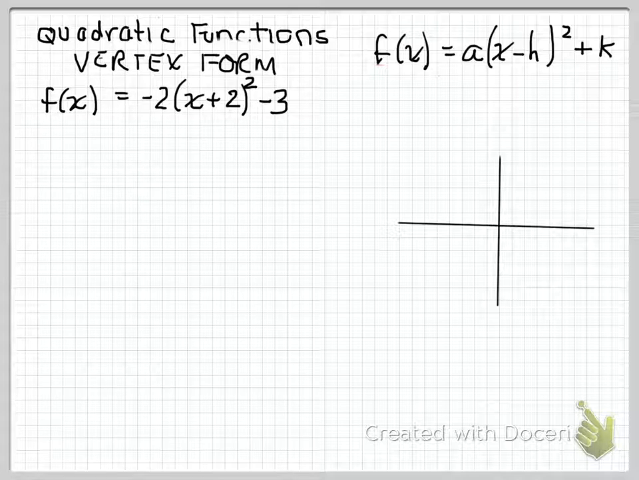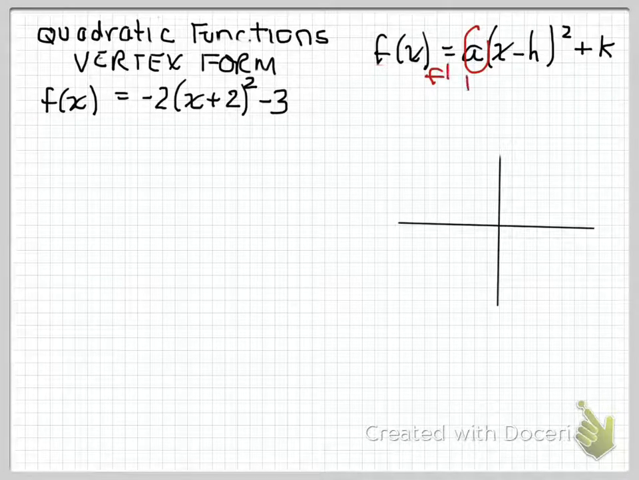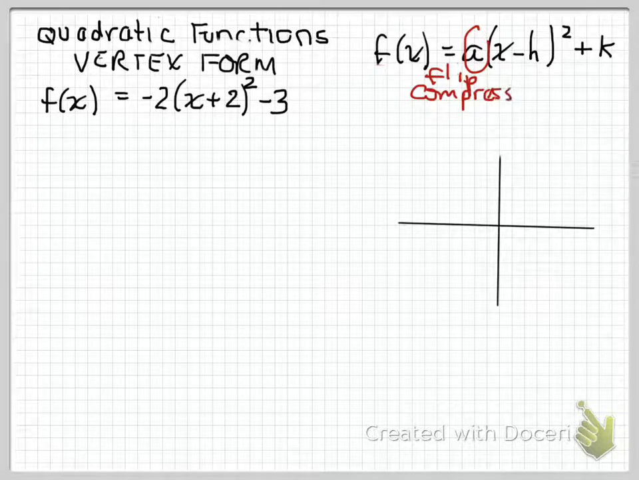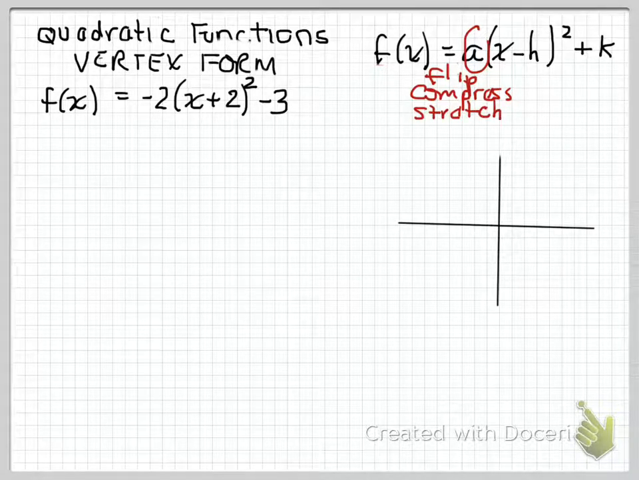The first is the coefficient A, and this A tells you whether or not you're going to flip, and whether or not you're going to compress or stretch your graph. The second piece of information that we can get, the second kind of transformation, is whether or not we're going to shift left or right.